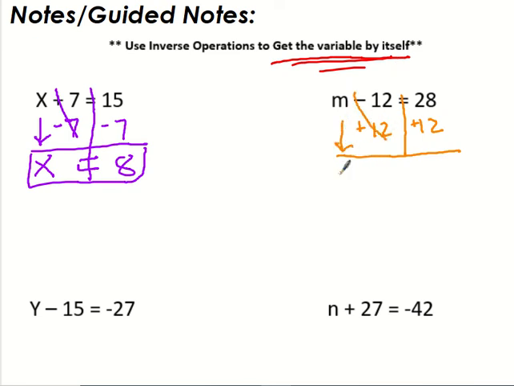I have to bring down my variable and bring down the equal sign. 28 plus 12, now I actually have to do some math. 28 plus 12 is 40. So m equals 40. 40 minus 12 is 28.